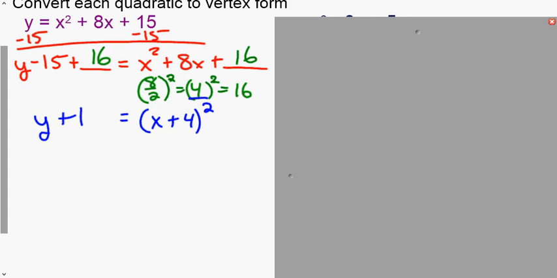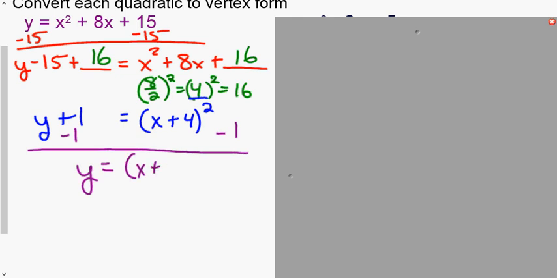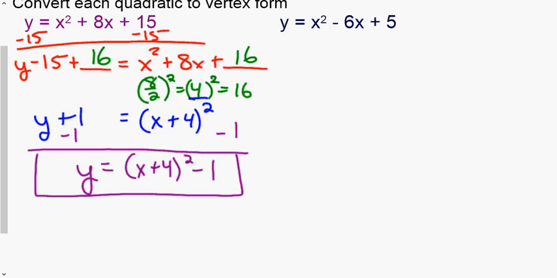Our last step, subtract the value over so that k is on the correct side. And so we get x plus 4 quantity squared minus 1. And that's our answer. That is converting to vertex form. So no solving, no final decimals or anything like that. This is just our final answer. So the process is the same for the next one. So I'd like you to pause the video and try the next one on your own.